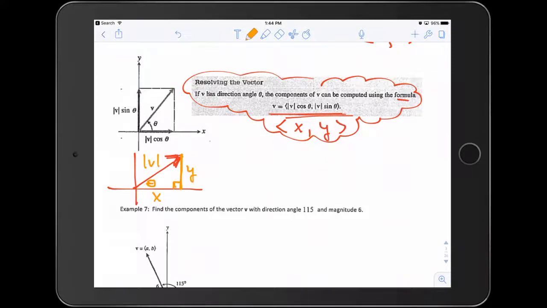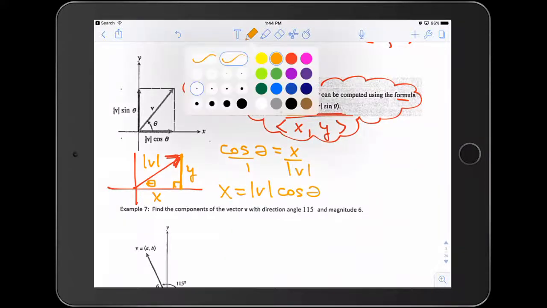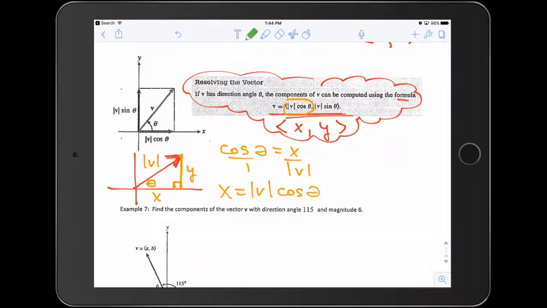Now, I can use the trigonometry that we've done before, SOHCAHTOA, so we can say cosine of the angle theta is equal to the adjacent side, which is x, over magnitude of v. If I wanted to solve for x by cross-multiplying, or multiply both sides by magnitude v, you'll end up with x equals the magnitude v cosine theta. Notice that is this right here. That's that x component.